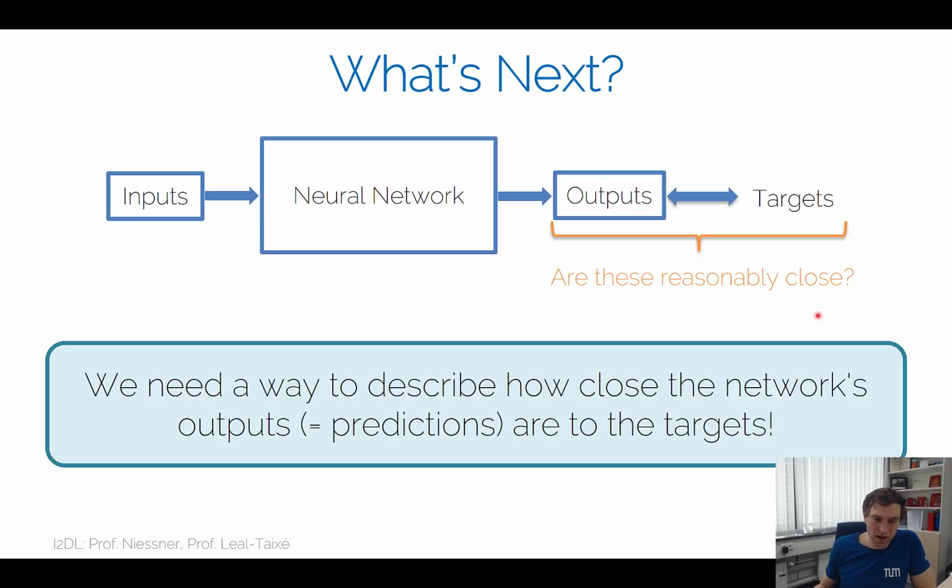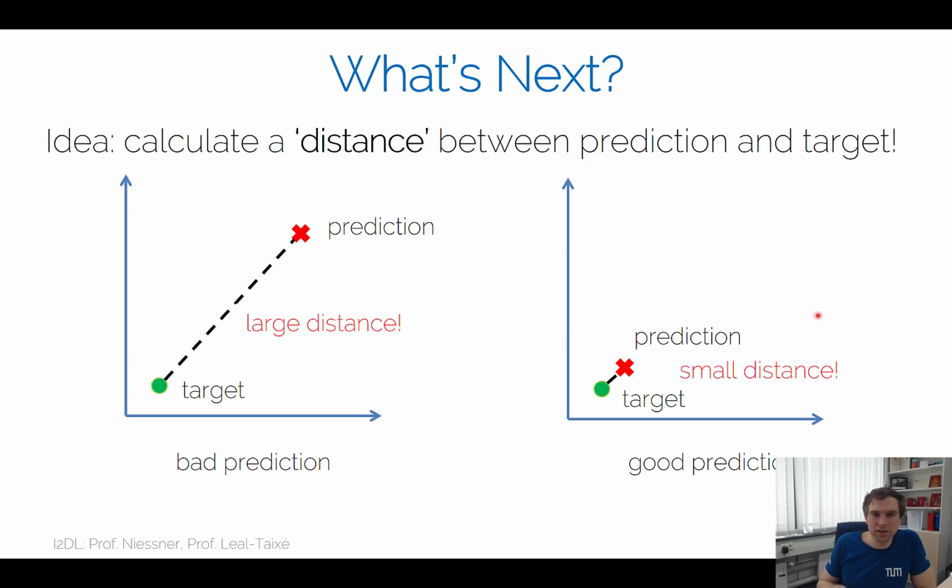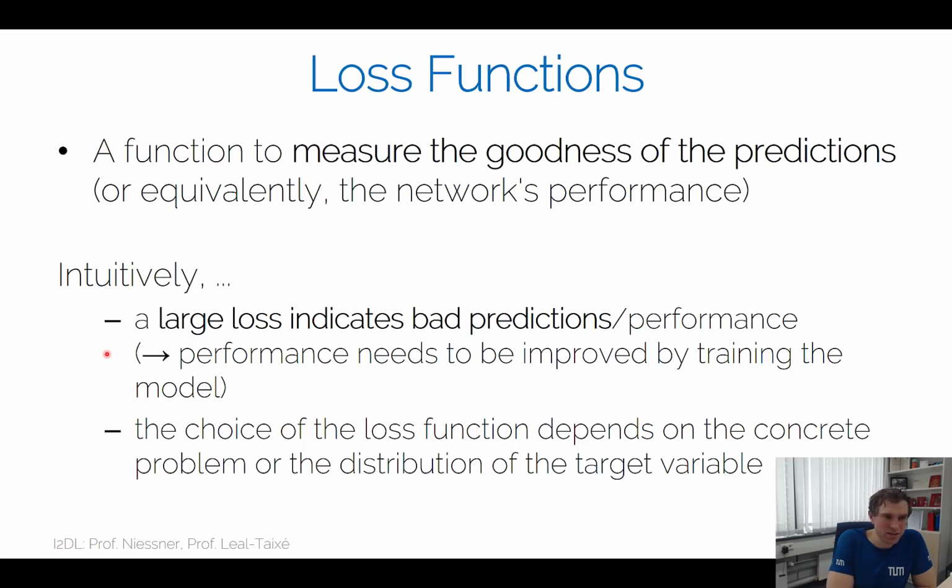We need a way to describe how close the network outputs are to the respective targets. The idea here is that we have a kind of distance metric. We have a target and a prediction, and if there's a large distance, that's bad. If you have a small distance, then we have a good prediction. That's where we would like to go, and this is where we typically start at the beginning of an optimization of a network. So the loss function is a measure of the goodness of the predictions, or in other words, it tells us the network performance. Does it do anything reasonable?